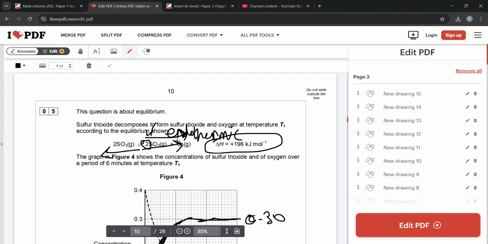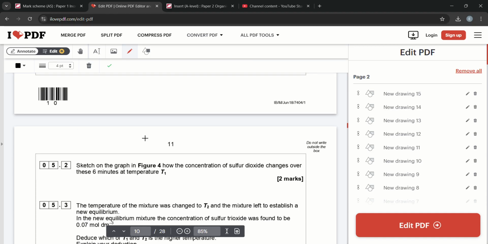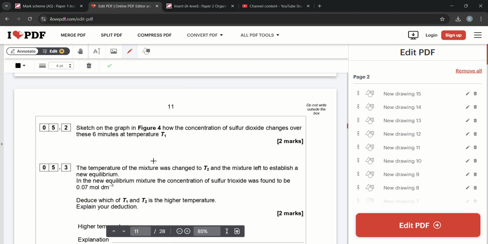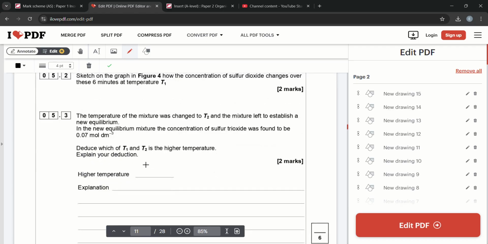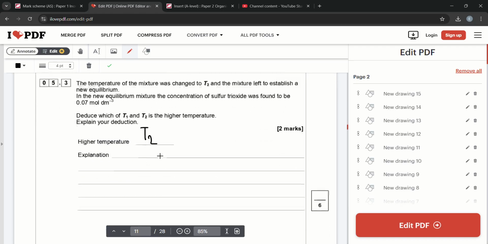It's going to move to the right hand side, so therefore what's going to happen to the temperature? Well, if the temperature increases, it's going to shift in the endothermic direction. If the temperature decreased, it would shift in the exothermic direction, the left hand side. So that tells me T2 is a higher temperature, an increase in temperature from T1 to T2.